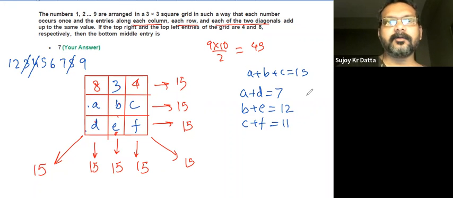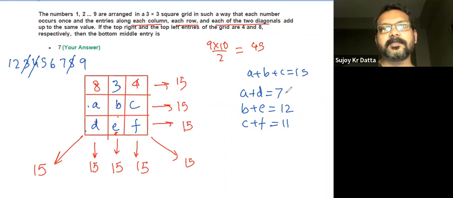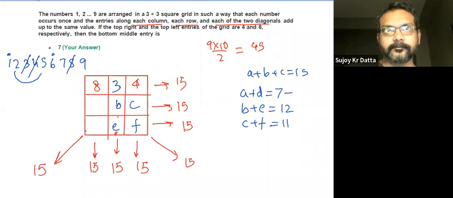So now let's try to figure out what the value combinations can be for 7. So we can do 1 and 6, or we can do 2 and 5. So A and D can be 1 and 6 or 2 and 5. So if I take, let's say, 1 and 6, it might as well have been 6 and 1. We don't know which combination it will be. So let's say I do this 1 and 6.